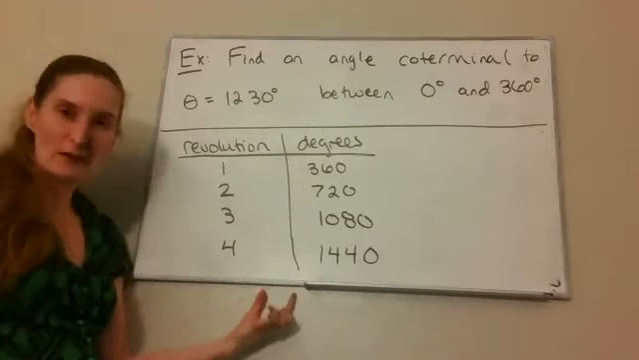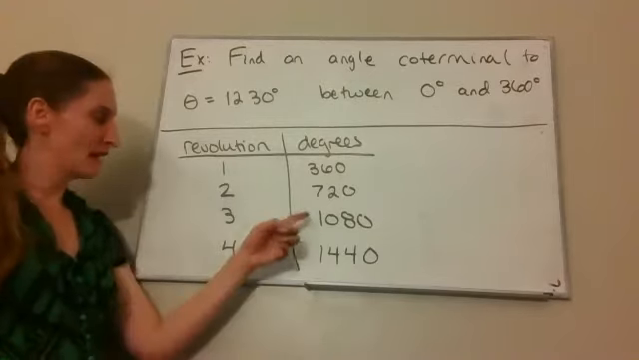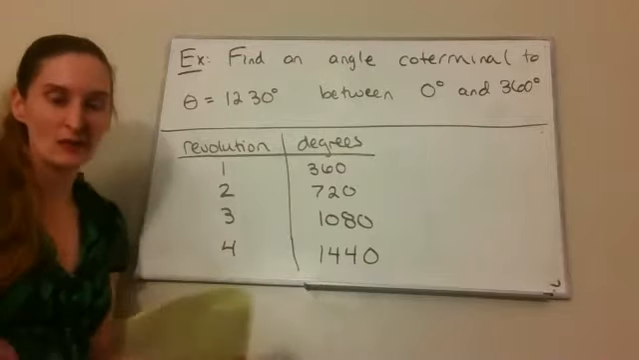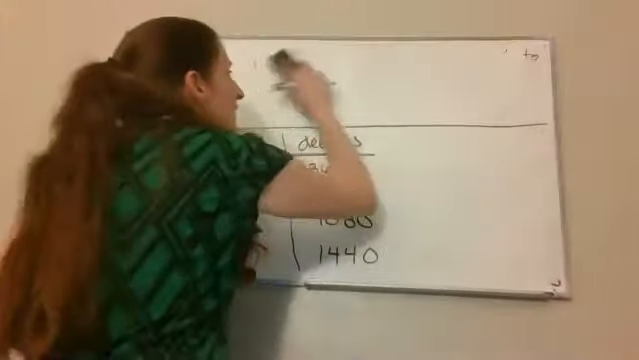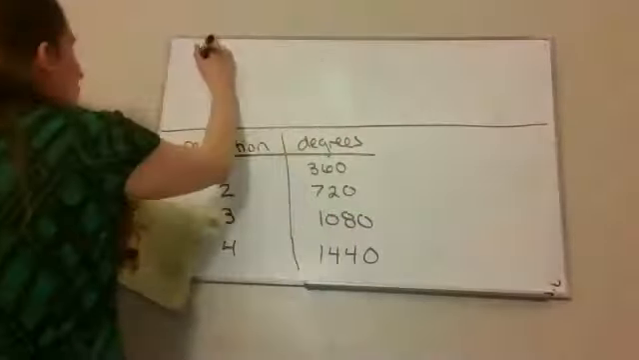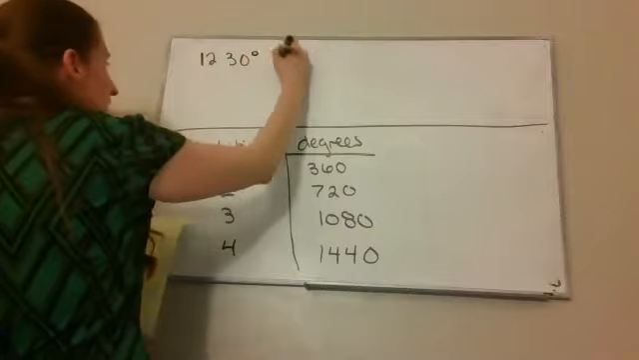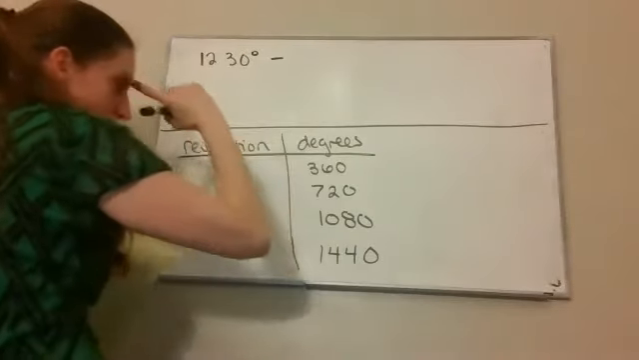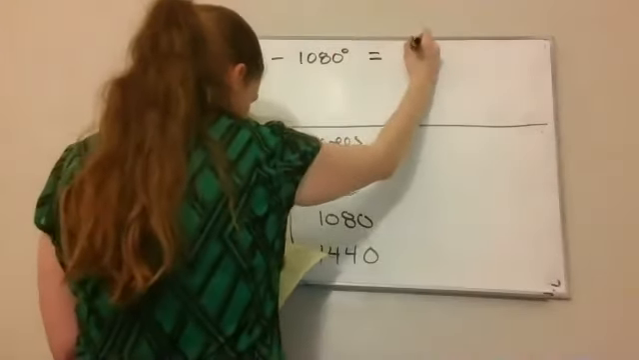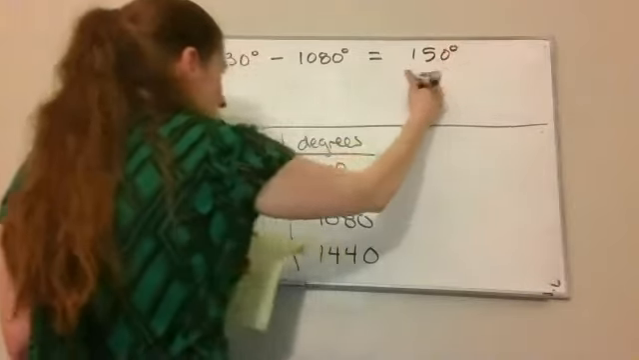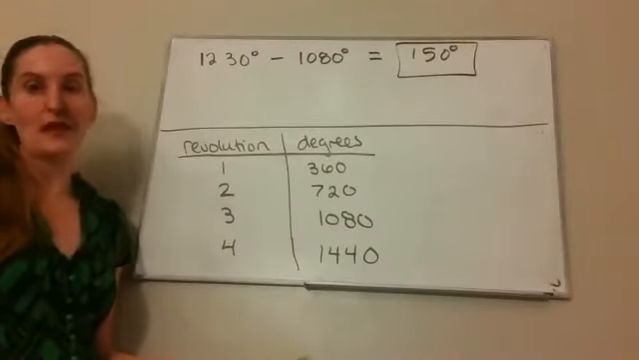So I don't want to subtract 4 times 360 because I'll end up getting a negative angle overall. But I can subtract my 3 times 360, and that would get me my coterminal angle that I'm looking for. So I have my 1,230 degrees minus 3 revolutions, which is 1,080 degrees. That is equal to 150 degrees. And that is a coterminal angle to my 1,230 degrees.